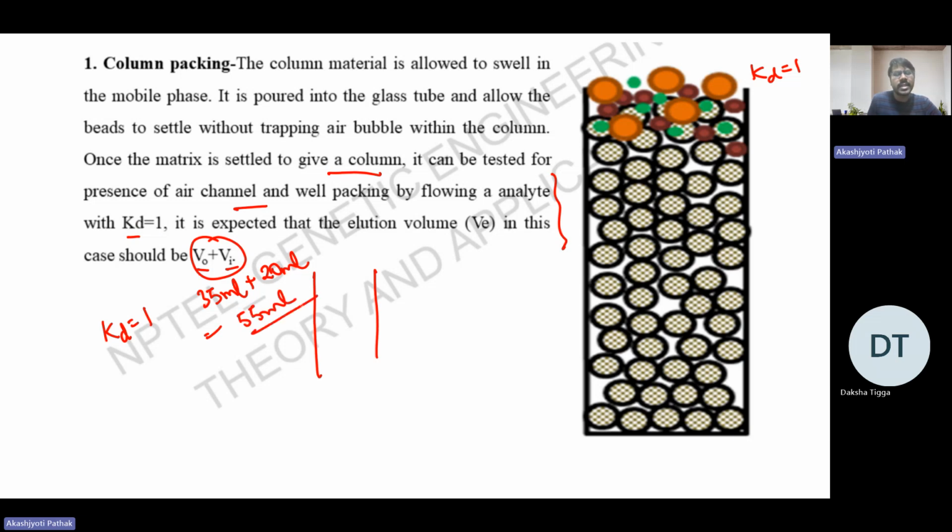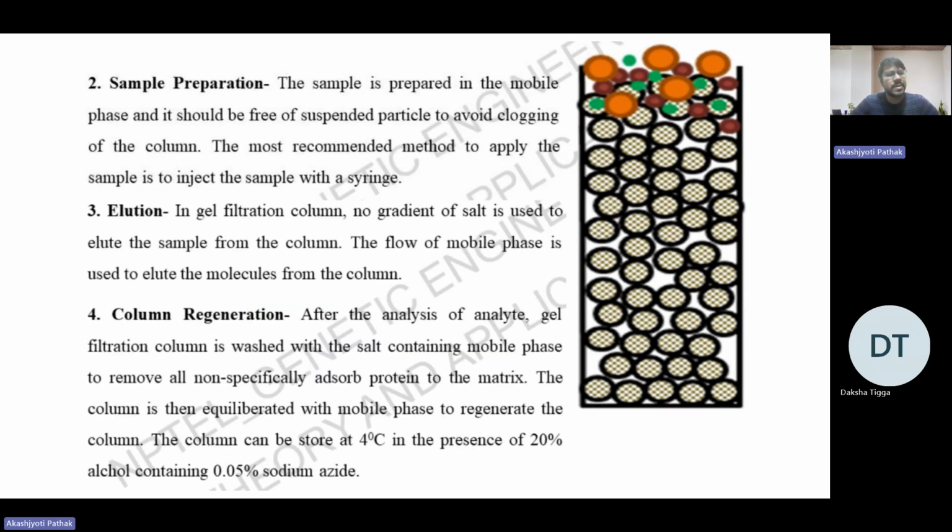So you can check that if you have added an analyte which has Kd equal to 1, and your column has been packed properly without any air bubble trapped, then you will get your analyte at 55 ml. But if you are not getting your analyte at 55 ml, then there is some air bubble, or the packing has not been done correctly. Okay. So the sample is prepared in the mobile phase.